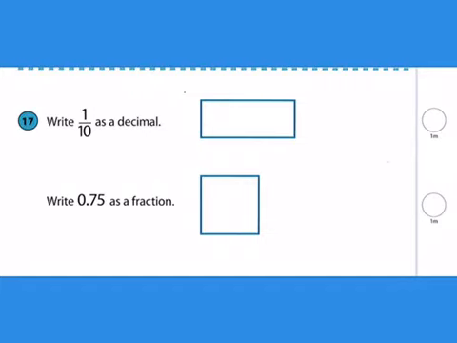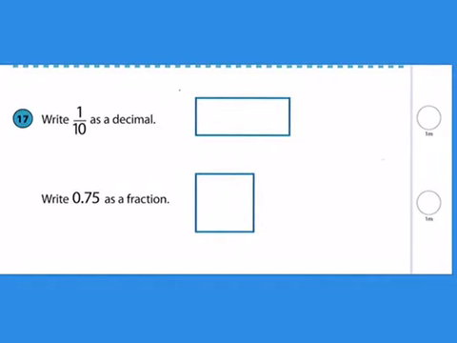Well, this one's easy. A tenth. Tenth is 0.1. And 75 as a fraction, well, it's obviously 75 over 100.